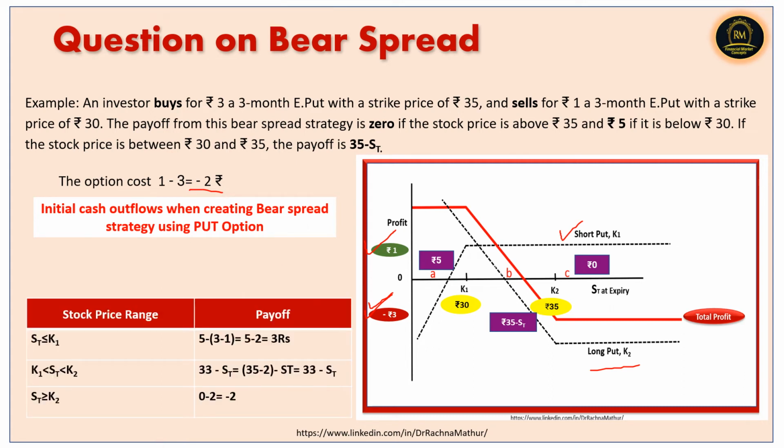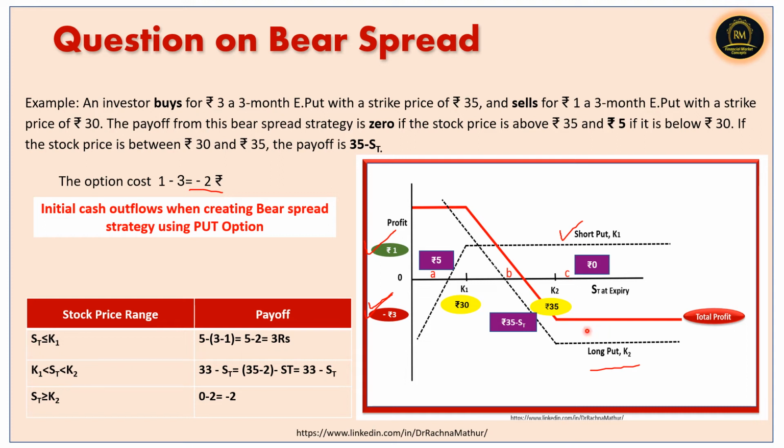Now let us see the total payoff table, which shows the probability of the stock price range and the effect on the total payoff. So first, we are taking that the stock price is lower than K1, the lower strike. This shows when the stock price is less than 30, total payoff will be 5 rupees. So 5 rupees minus option cost, that is 3 rupees total profit.